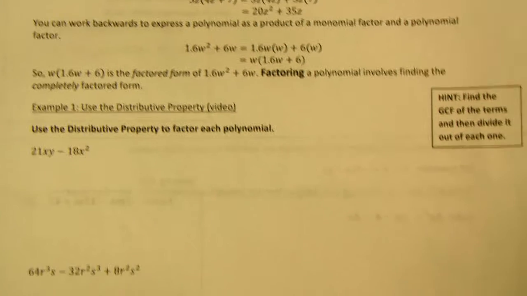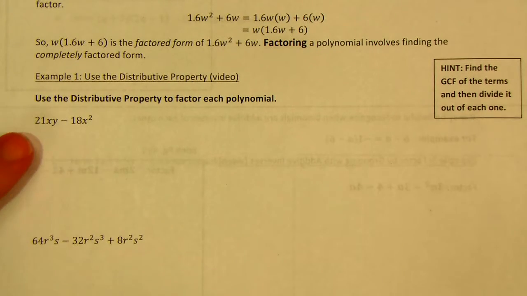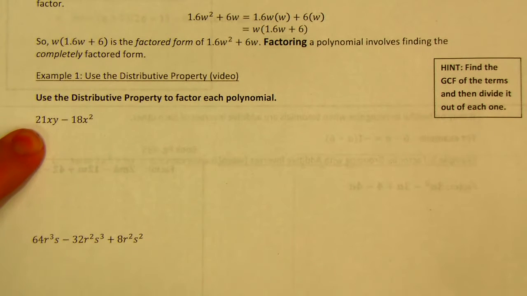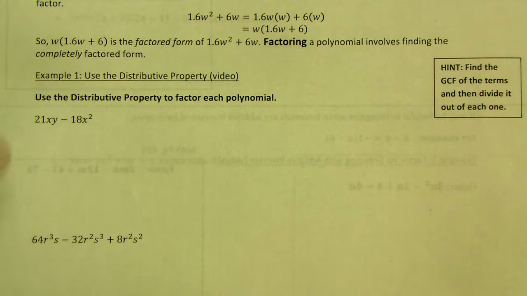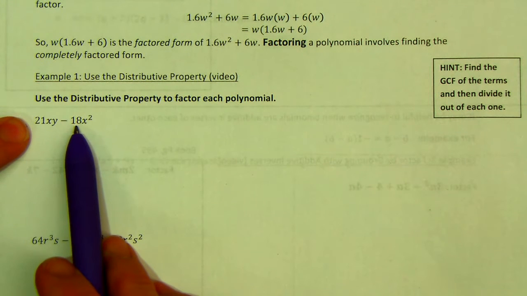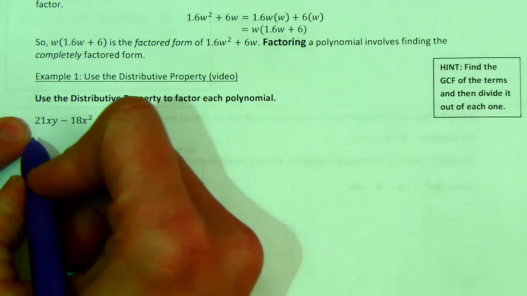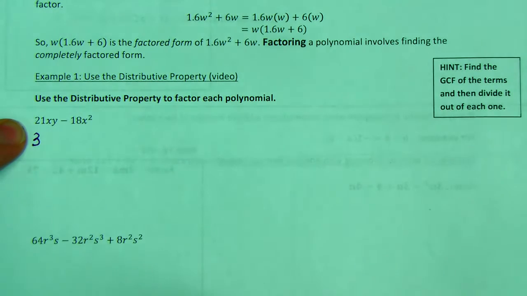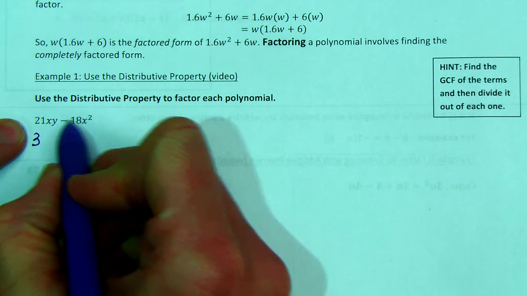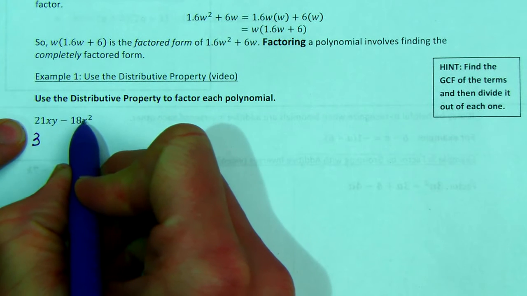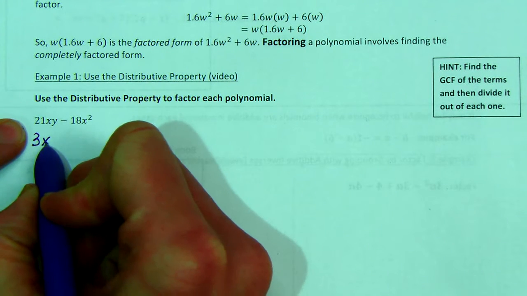In this example right here, I've got 21xy minus 18x squared. The first and the easiest part is identifying the greatest common factor in those two coefficients, 21 and 18. What can go into both of them, and hopefully you know, is 3. Then I look and see what variables are contained by both terms, and there really is only one. There's only one x here. There's two x's there, but I have to be able to take it out of both of them. So 1x there, and then there's a y in here, but there's no y in there. So this is all I can take out.